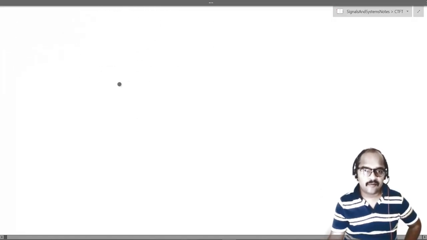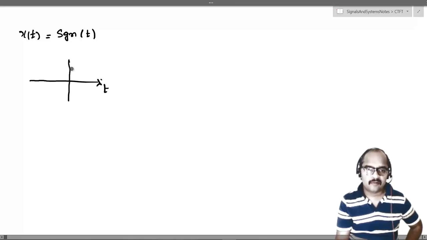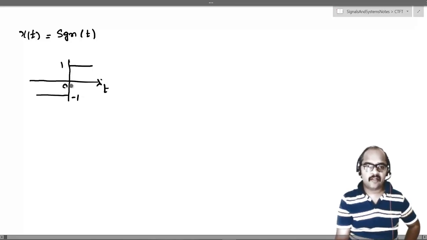Okay, we will take a few examples. Let us take x of t to be signum of t. So how does the plot of the signum function look? It looks like this. It is 1 when t is greater than 0, minus 1 when t is less than 0, and 0 when t equals 0.